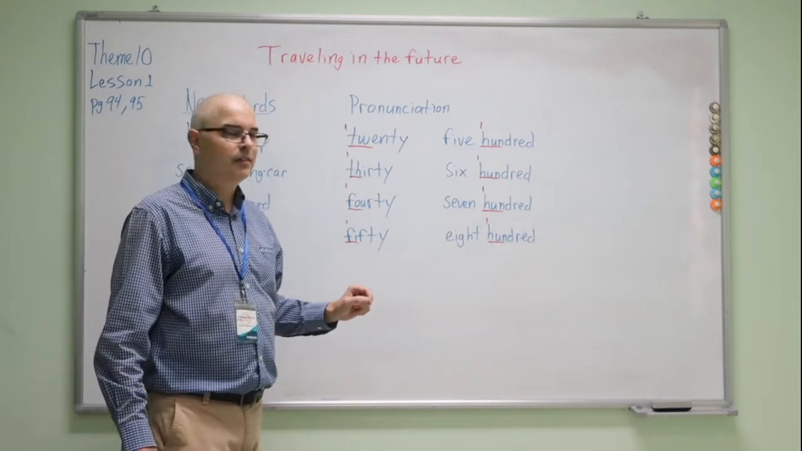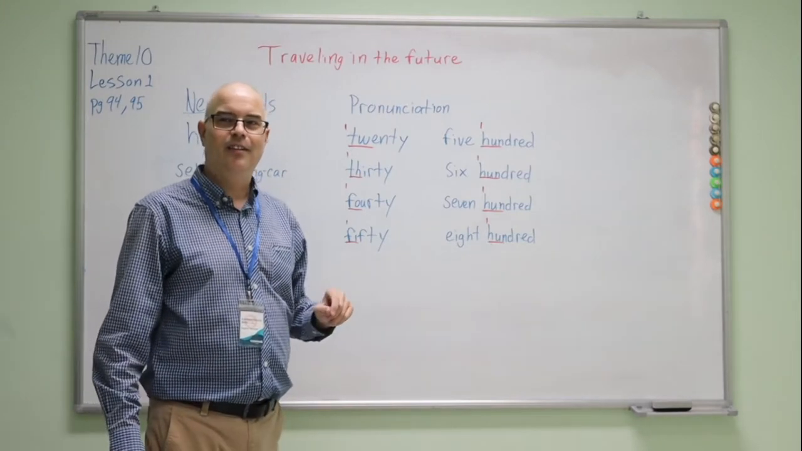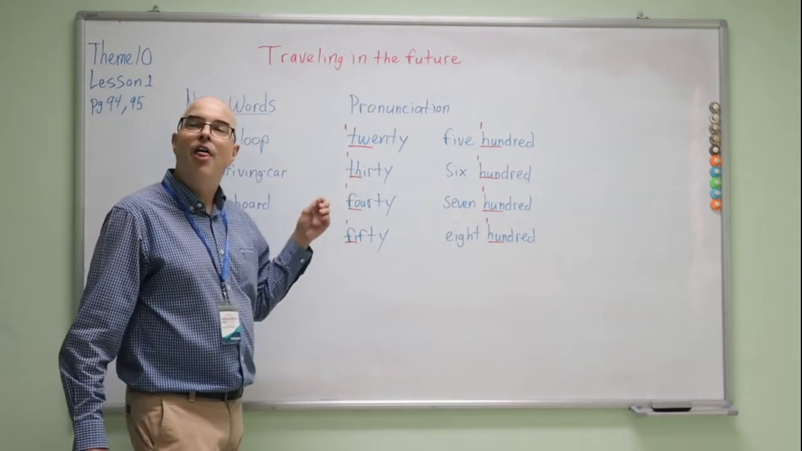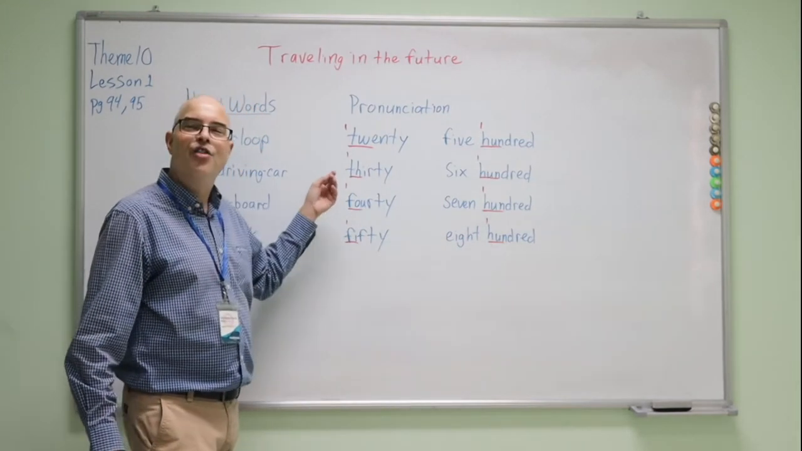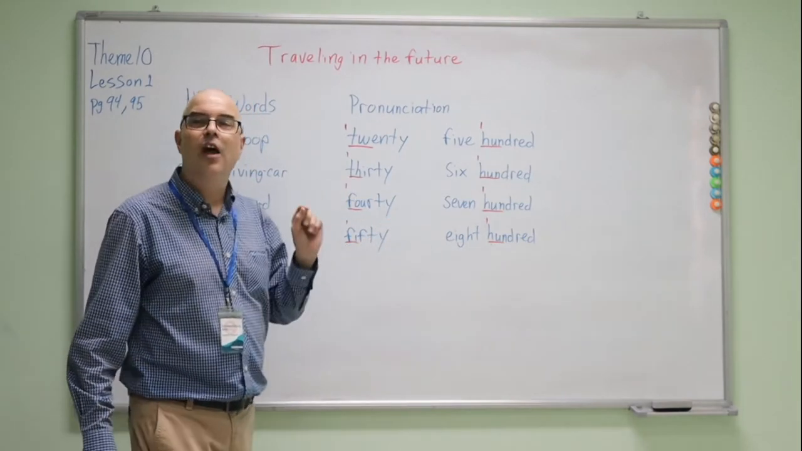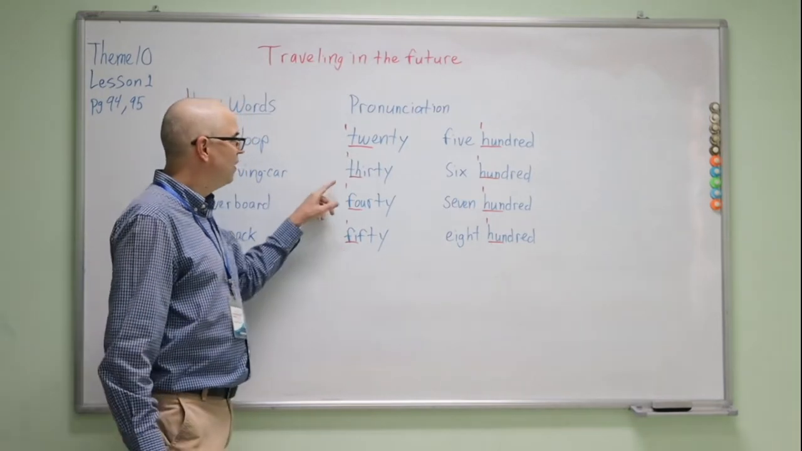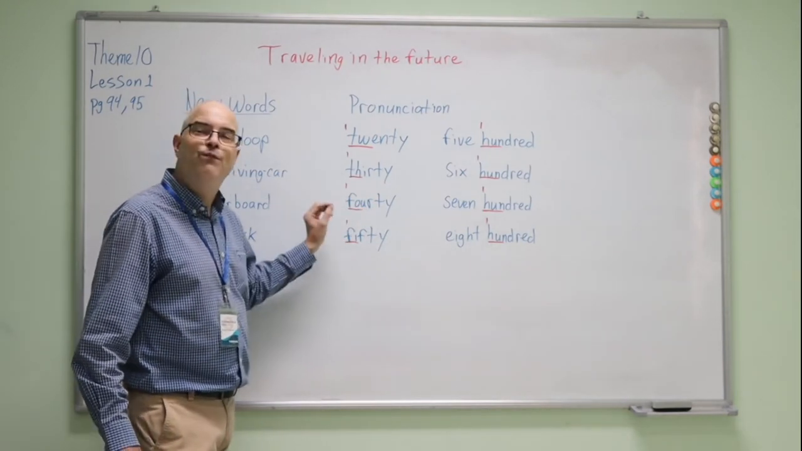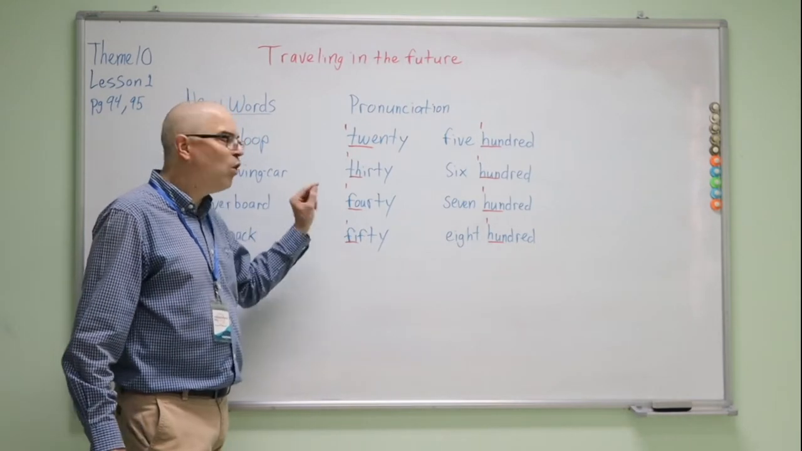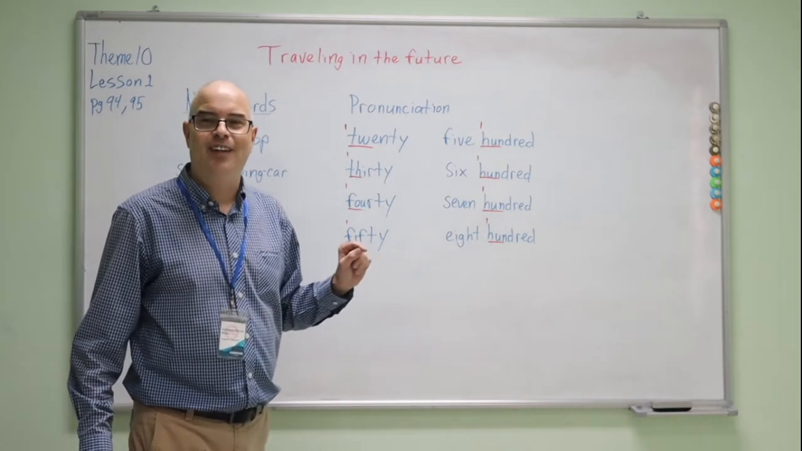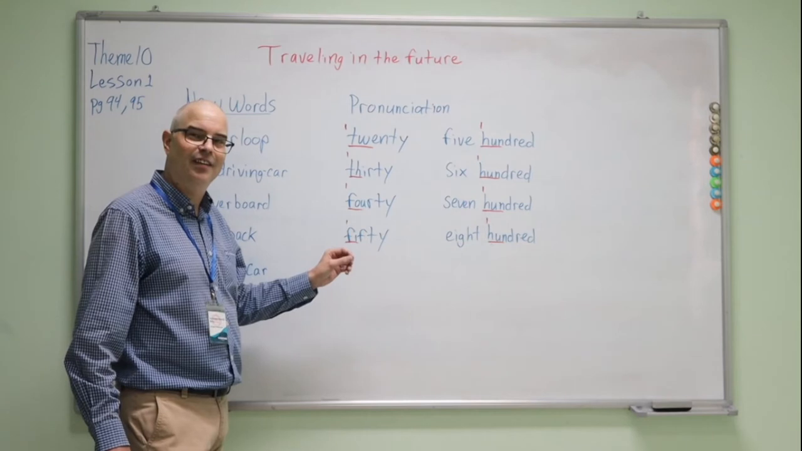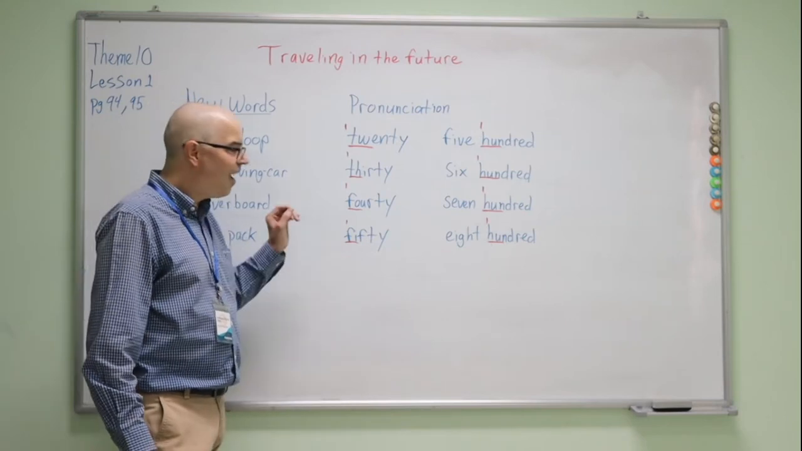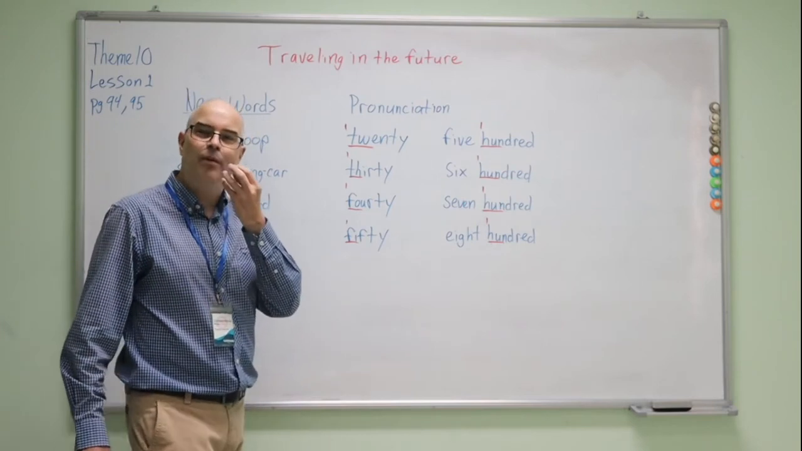20. Do you hear the syllable? 20. It goes up. If we go by 10, 30. Listen for the stress. 30. One more time. 30. Good job, class. Follow along, please. 40. 40. Very good. 50. Do you hear the syllable? 50.